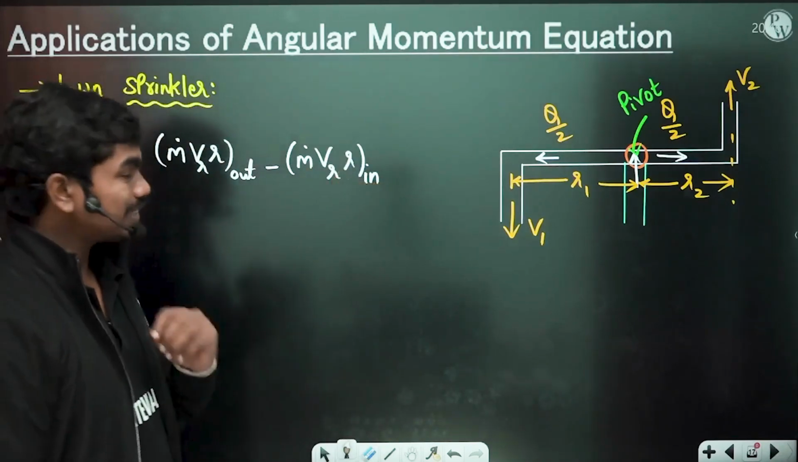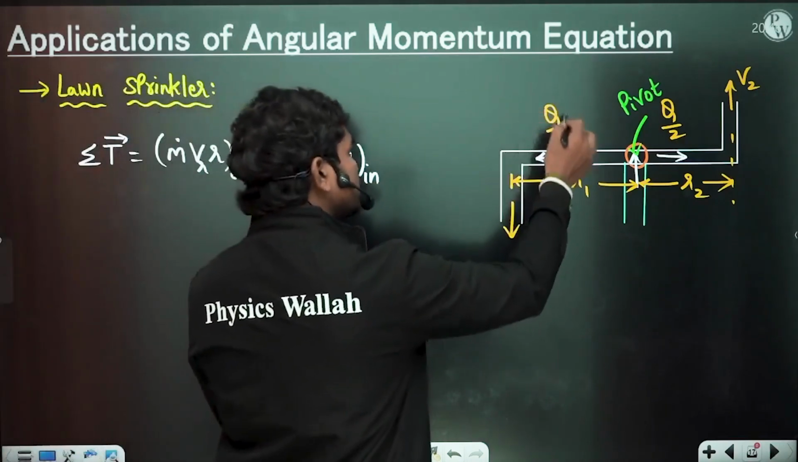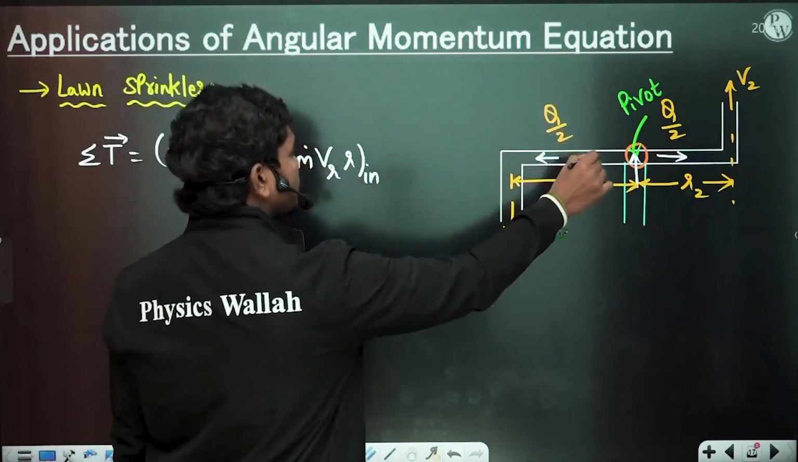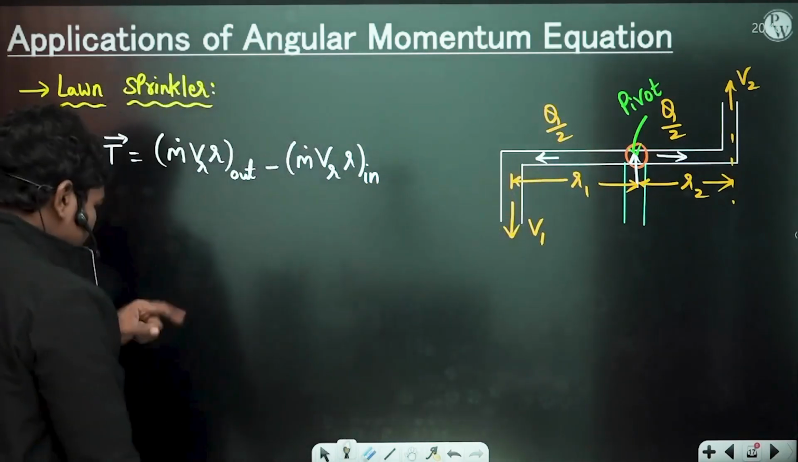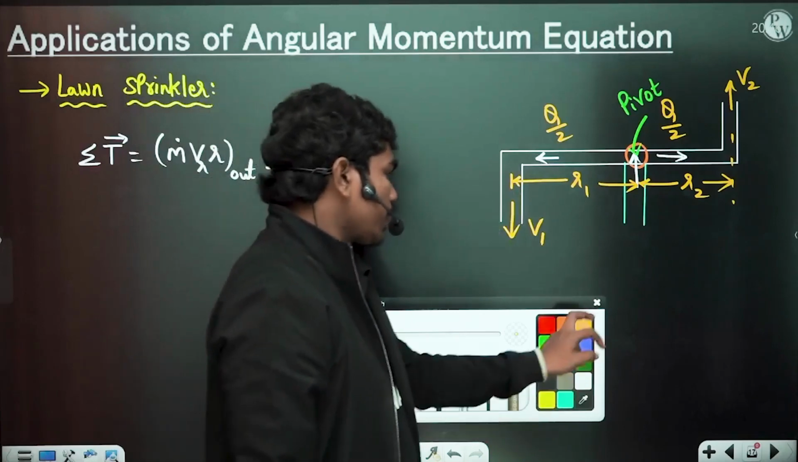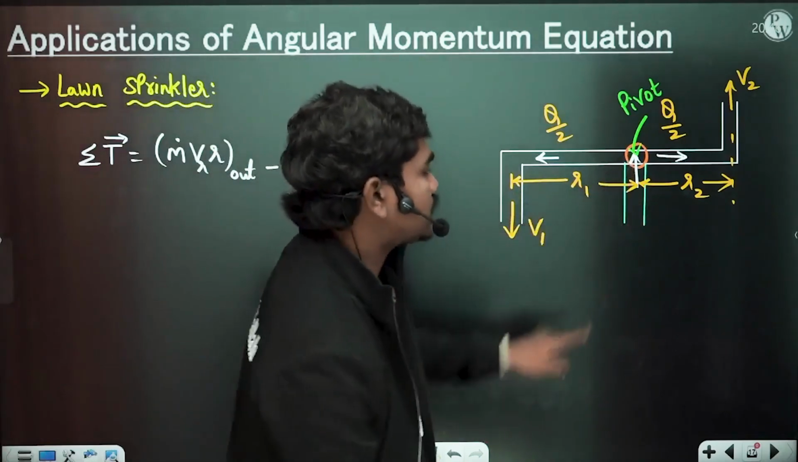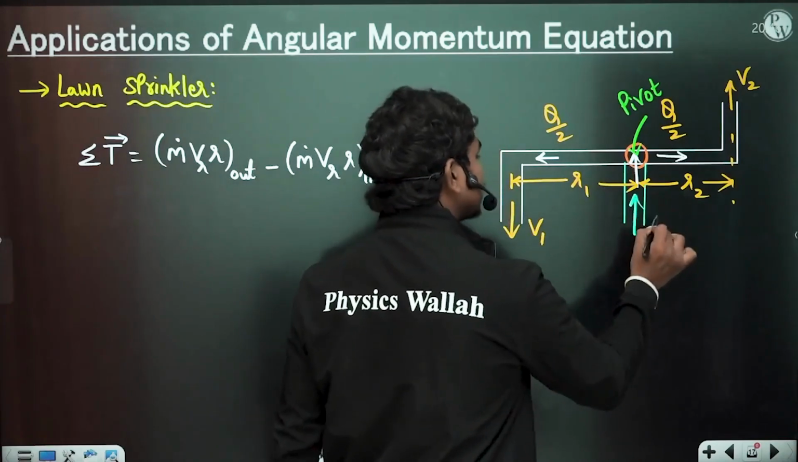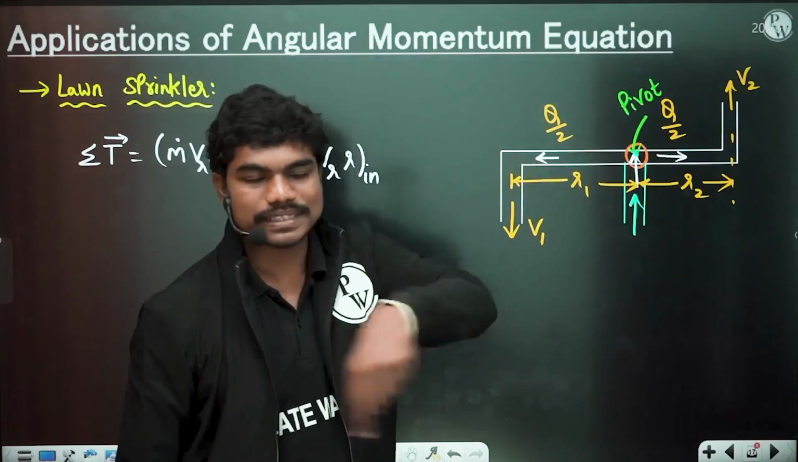Now try to understand one thing. Here the mass flow is directly given, because the discharge that is flowing is directly given. Whatever discharge enters, the same discharge will come out. At the inlet, I just want to tell you one thing. Whenever this is the center of rotation, the fluid is coming in this direction, and this is the pivot about which the sprinkler is rotating.